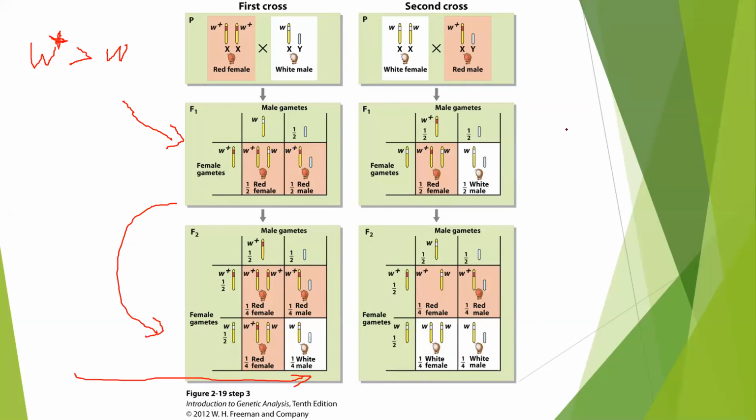So then he did another cross, the second cross. In the second cross, as shown here, Morgan just exchanged the role of the parents. So this time he crossed the white female with the red male, and in the F1 progeny, he immediately observed the segregation of the phenotypes. So half of the F1 progeny showing the red eye, and the other half showing the white eye. And all the white eye F1 progeny are male, and all the red eye F1 progeny are female.